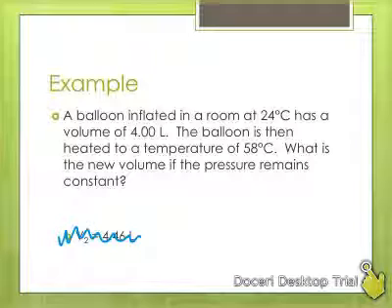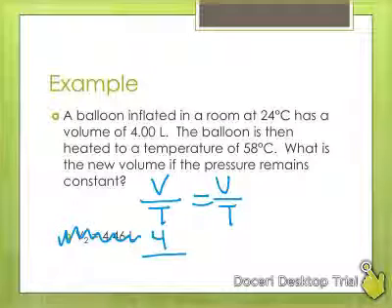So, I'm going to use the equation we just talked about. We're going to take our volume divided by our temperature equals our volume divided by our temperature. Our original volume was 4 liters. Our original temperature was 24, but we don't want Celsius, so we're going to go ahead and add 273.